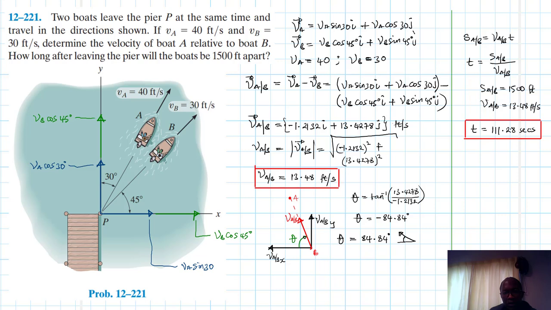So we have the magnitude of the relative velocity, we have this angle also, and we also have the vector expression for this relative velocity.